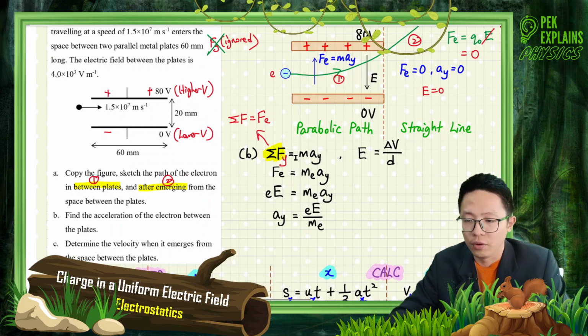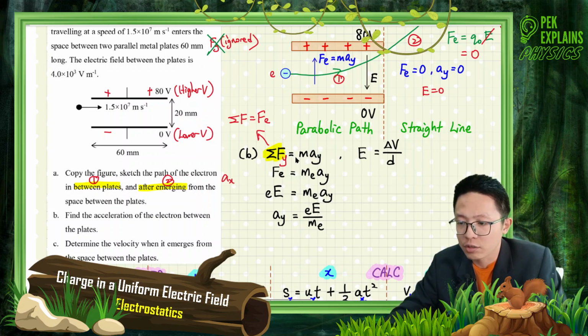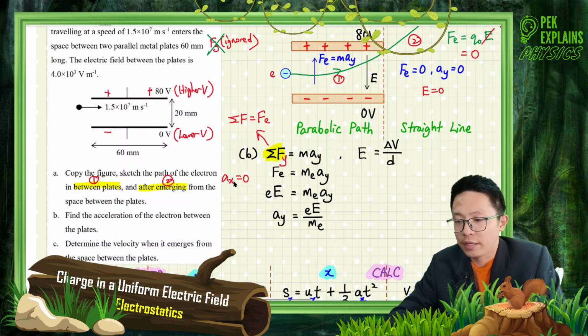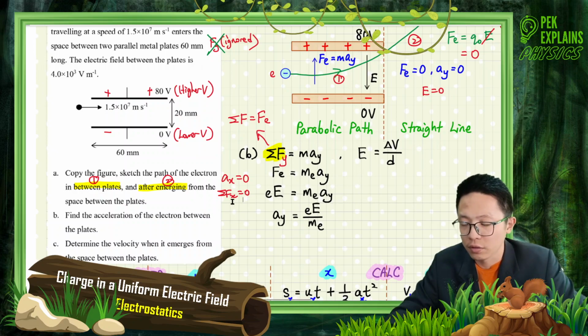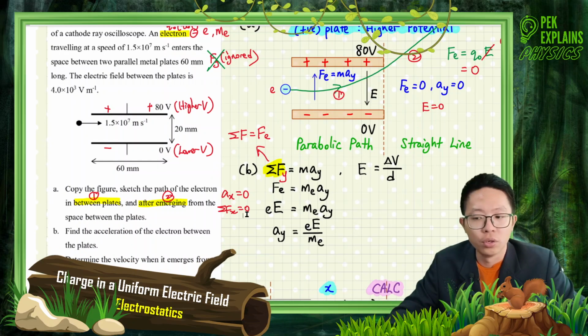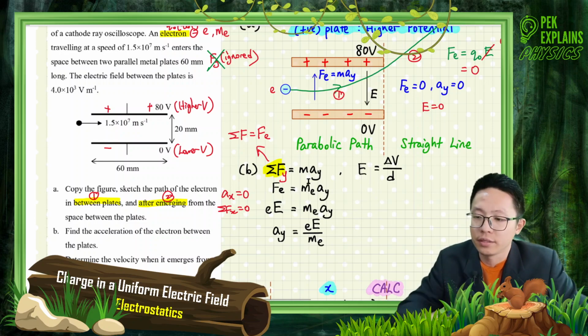For the acceleration in the x component, it is still 0, because this force only acts in the y component. So in the x component, the resultant Fx is 0. There's no resultant force in the x component because we consider this as a vacuum, no air resistance. So the x component has no resultant force. So acceleration x is also 0. Let us find this acceleration in the y component.